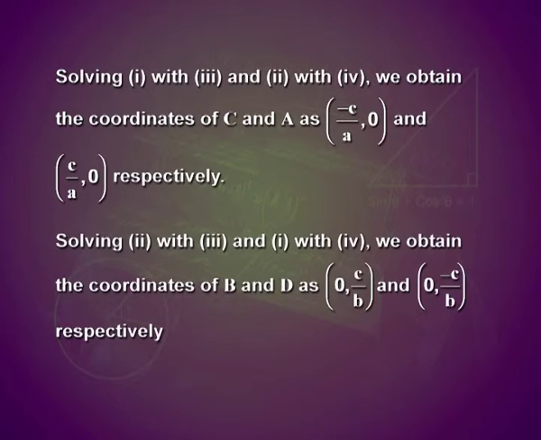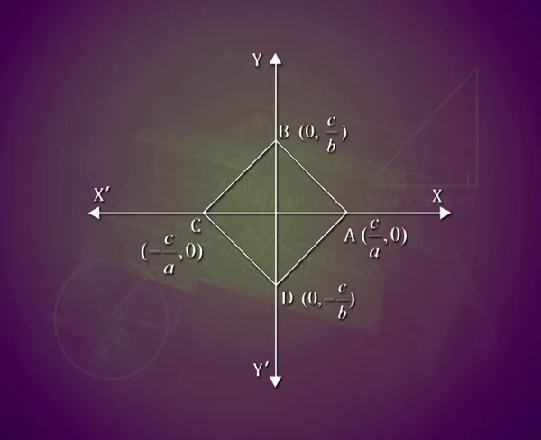Solving 2 and 3 and first and fourth, we obtain the coordinates of B and D as 0 comma c upon b and 0 comma minus c upon b respectively. We can see in the figure here, we have x axis and y axis intersecting each other. We also have point A as c upon a comma 0, B as 0 comma c upon b, C as minus c upon a comma 0 and D as 0 comma minus c upon b.